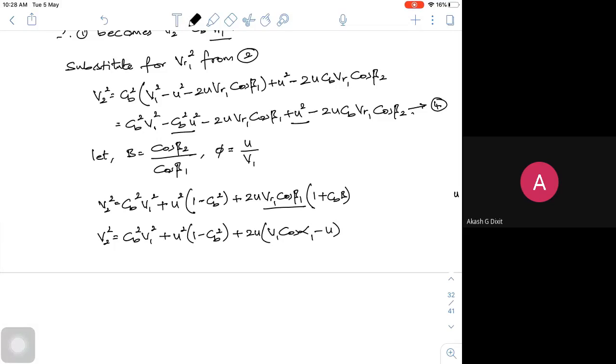I think we missed out CB square here. So we have to multiply by CB square here. Yeah, that we missed out because we had a bracket here. So we have CB square.